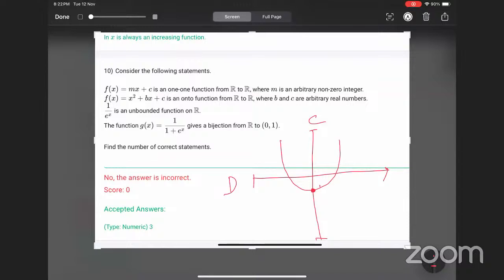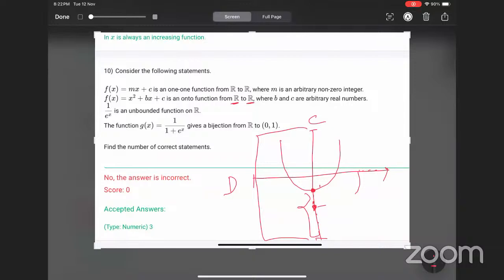Because the domain and codomain both are R, this is our R. So if we consider this point, or any point in this portion, this point has no pre-image, right? That means there are no points here for which the functional value is this point, right? Yes, ma'am, that is what I wanted.